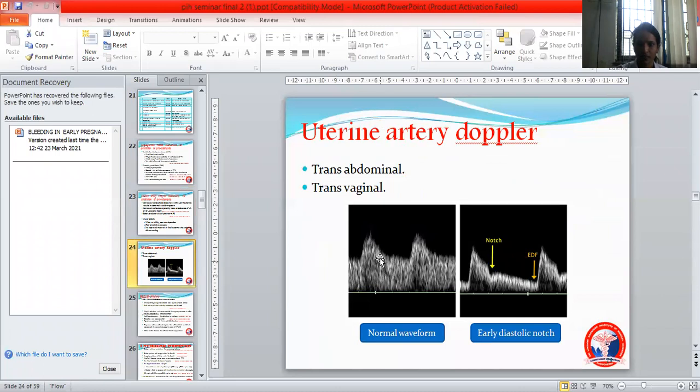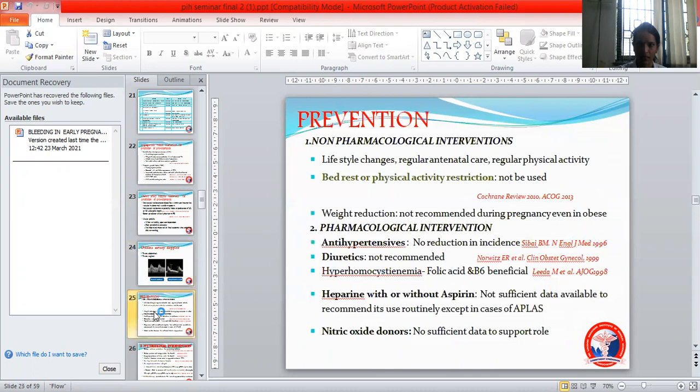So here we can see that this is the normal systolic flow and this is the diastolic flow. Usually this notch doesn't happen. So if the notch is persistent, or if we see that the diastolic flow itself is very much reduced, then we consider it to be a predictor for preeclampsia.